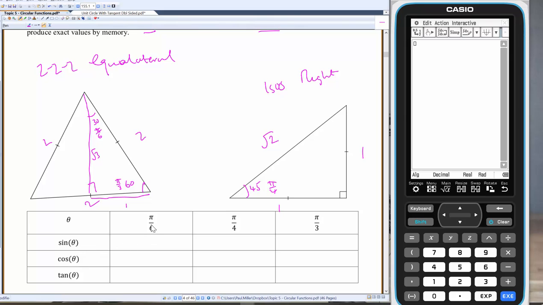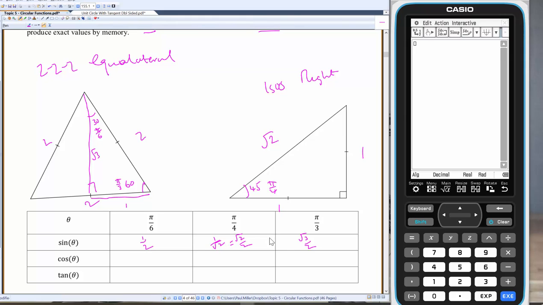So the first one I'm going to do is the sine of pi on 6. Here's pi on 6, we want the opposite over the hypotenuse, that's a half. Okay, let's do the sine of pi on 4. Pi on 4 is here, opposite over hypotenuse, 1 over root 2, or if rationalised, is root 2 on 2. All right, the sine of pi on 3. Pi on 3 is here, opposite over hypotenuse, it's going to be root 3 on 2.